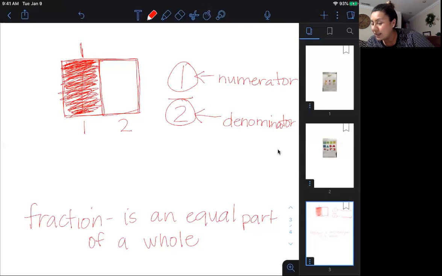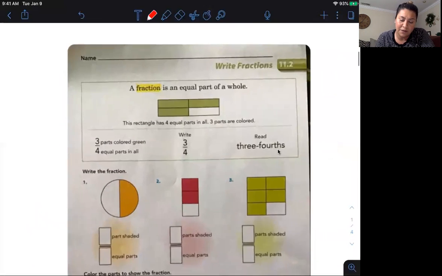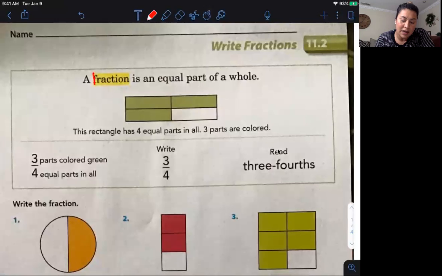All right, let's look at our paper. We're right at the top of the front side. A fraction is an equal part of a whole. Do you see this? This kind of looks like a chocolate bar to me. They cut it into 4 pieces. 1, 2, 3, 4. How many pieces are shaded? 3 of them are shaded or colored in. And how many parts are there altogether? 4 equal parts. Good job, friends.